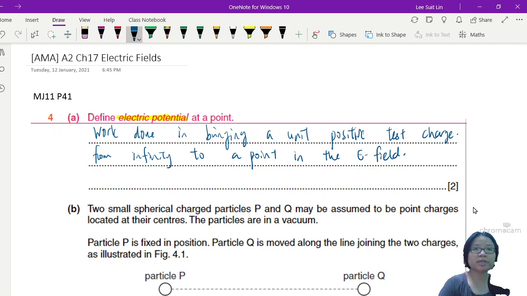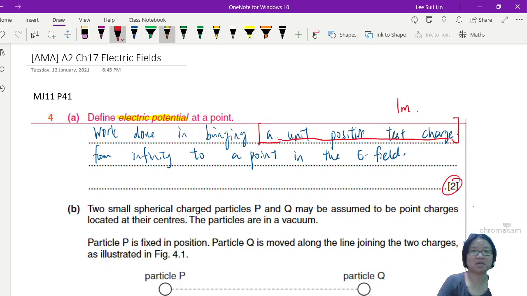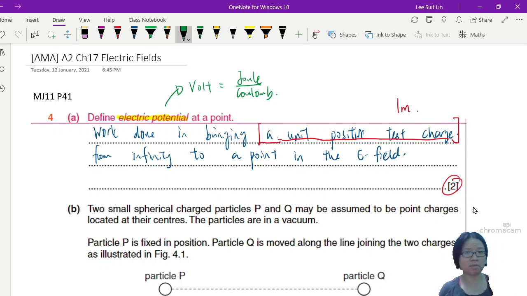Alright, so generally candidates will struggle to get full marks if they didn't mention bringing a unit positive charge. So this part here, work done in bringing a unit, or work done per unit charge, this is 1 mark. If you recall in your AS, whenever there is potential, potential difference, or when the unit is volt, this is joule per coulomb. And in AS, many people would define potential difference or EMF wrongly because they forget that it is work done per unit charge.